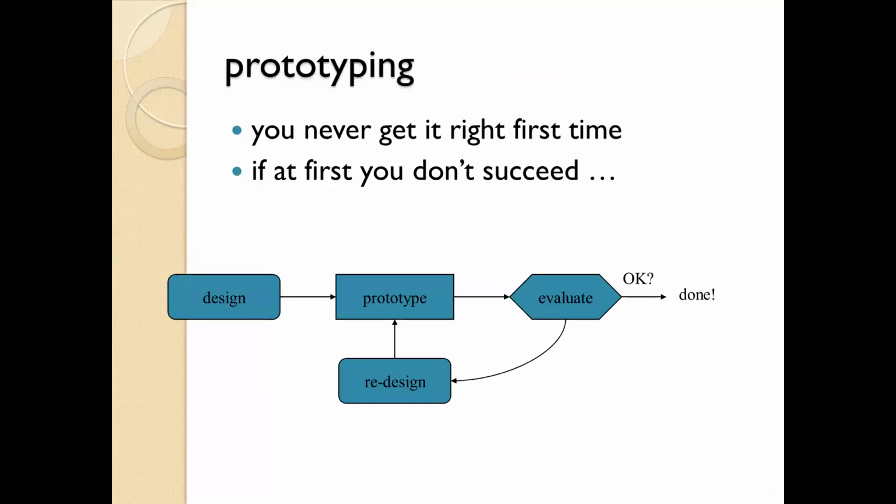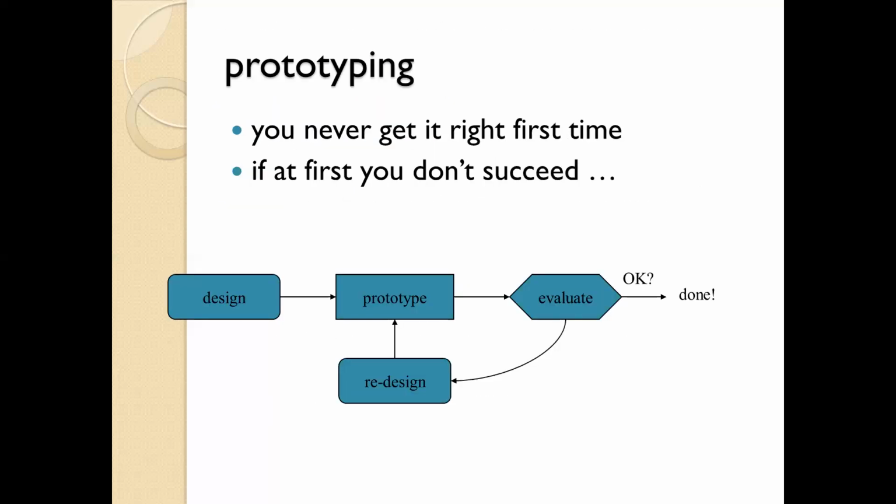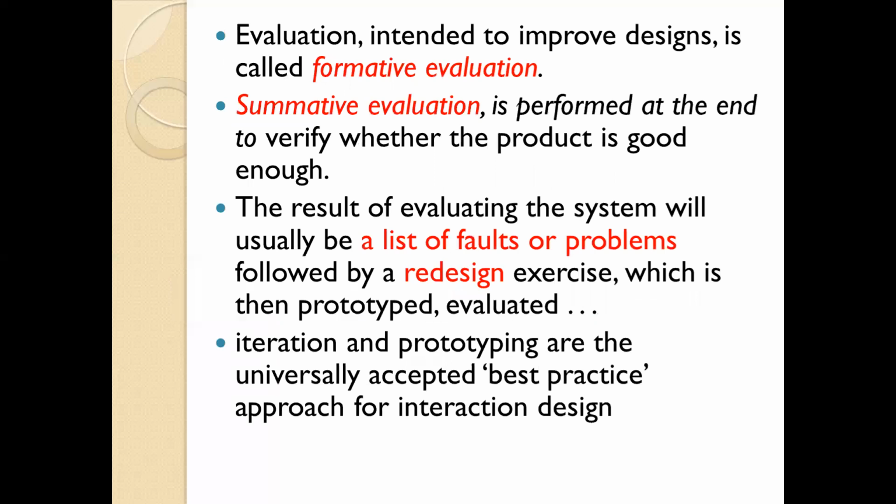Iteration and prototyping. With prototyping, you never get it right the first time; if at first you don't succeed. So: design, prototype, evaluate, redesign, then okay. Evaluation intended to improve a design is called formative evaluation. Summative evaluation is performed at the end to verify whether the product is good enough. The result of evaluating the system will usually be a list of faults or problems, followed by a redesign exercise, which is then prototyped and evaluated.